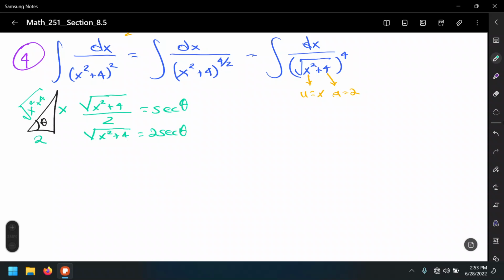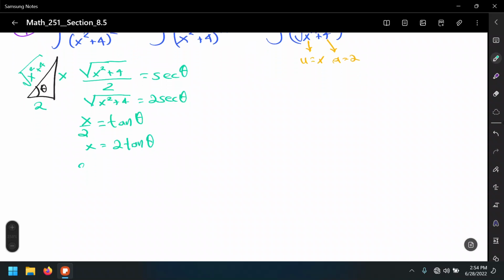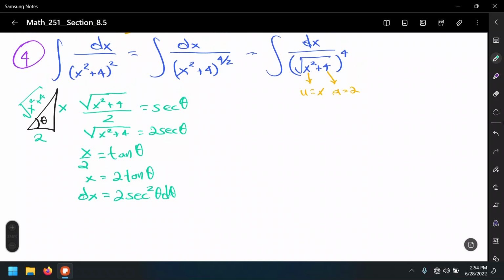But which of those two is simpler? X over 2. And which trigonometric function is that? Tangent, because that's opposite over adjacent. And x equals 2 tangent theta. And from here we're ready to take that dx, the derivative of tangent, which is secant squared, and we have everything that we need.